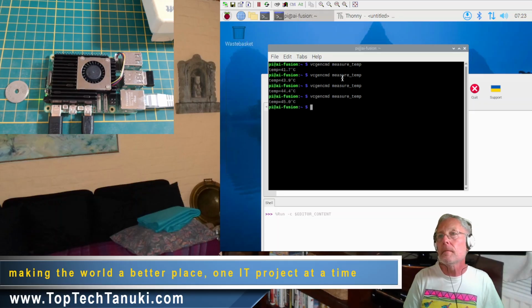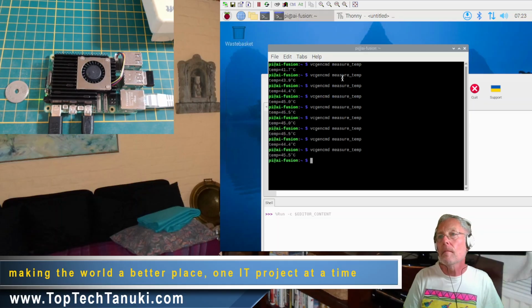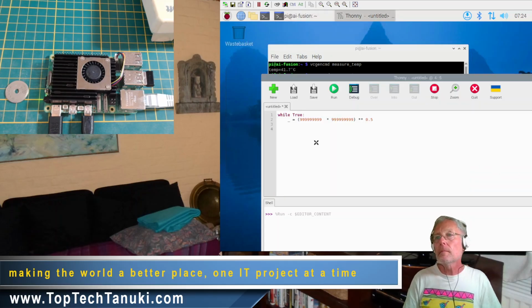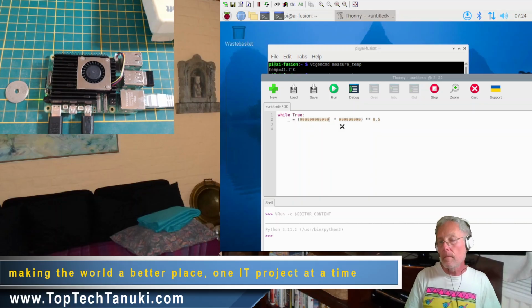44, 45, or not more than this. Okay, let's try to do more. So we stop here. We'll add some figures. Yep, and we run again.